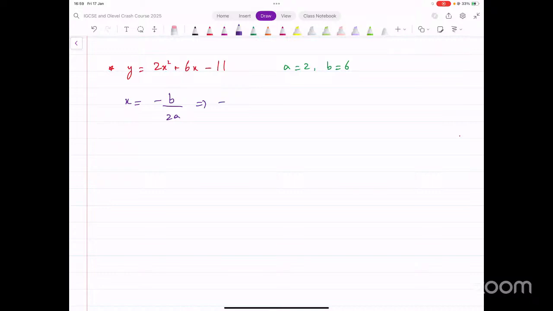So what's going to be the x coordinate of the turning point? It's going to be x equals minus b, which is 6, divided by 2 times a, which is 2, and that gives me x equals minus 6 over 4, which is minus 3 over 2, or you can say it's minus 1.5. That's the x coordinate of the turning point.